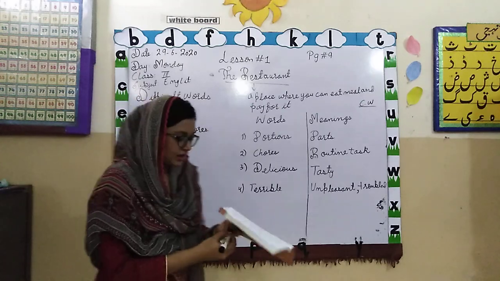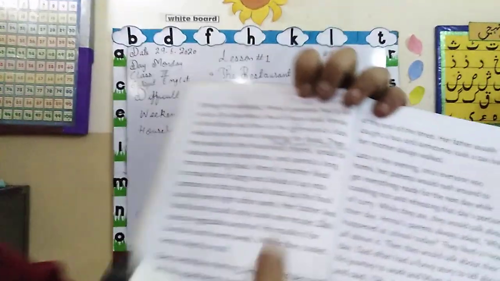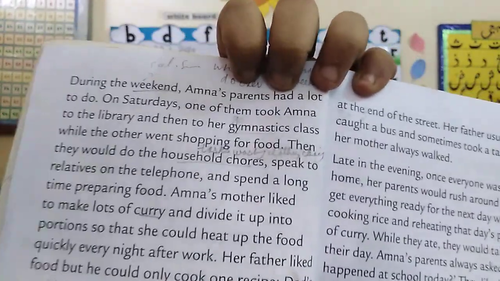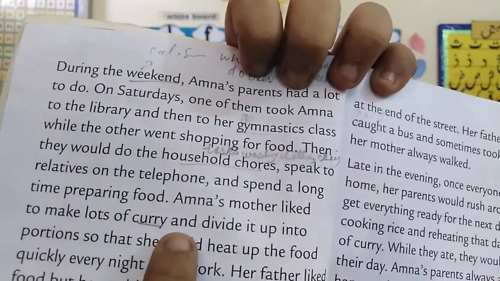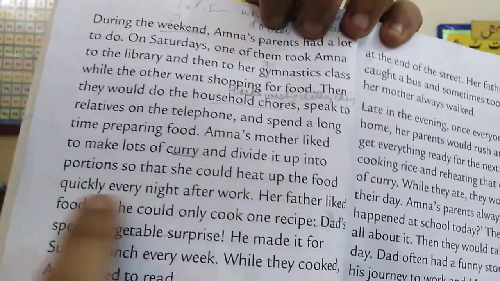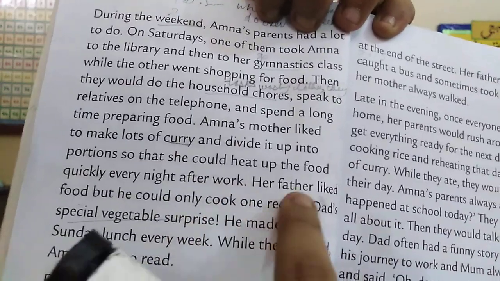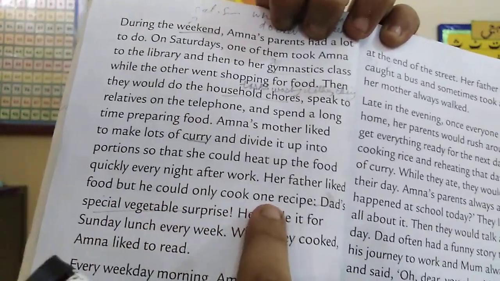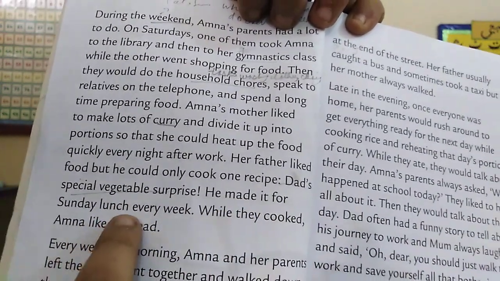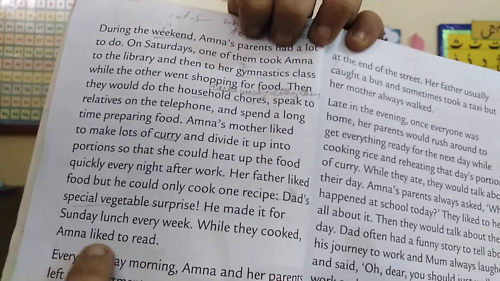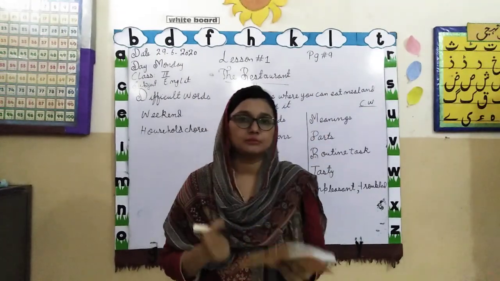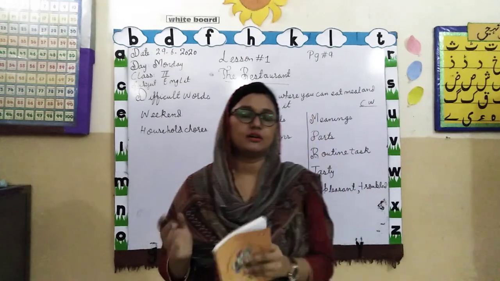Okay. Now come to the remaining lines. Speak to relatives on the telephone and spend a long time preparing food. Amna's mother liked to make lots of curry and divide it up into portions so that she could heat up the food quickly. Every night after work, her father liked food, but he could only cook one recipe, that's special vegetable surprise. He made it for Sunday lunch every week. While they cooked, Amna liked to read.